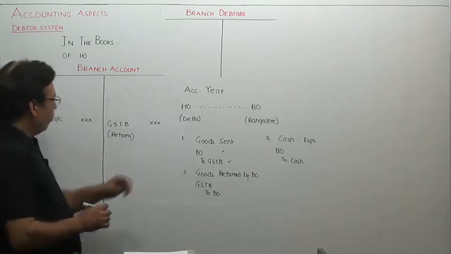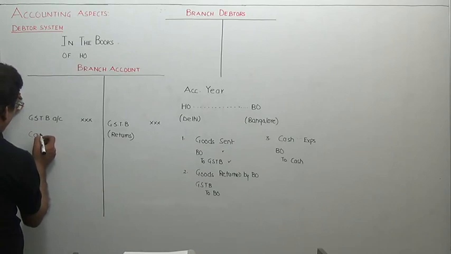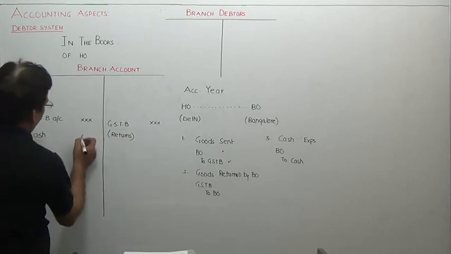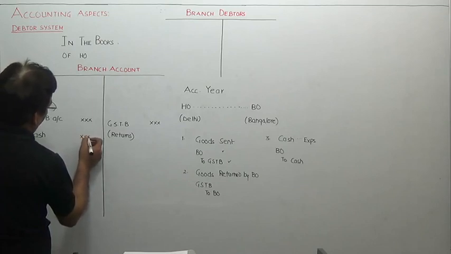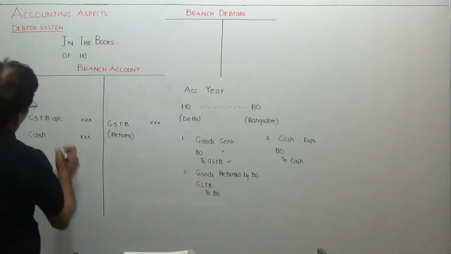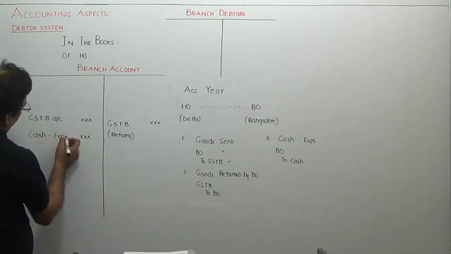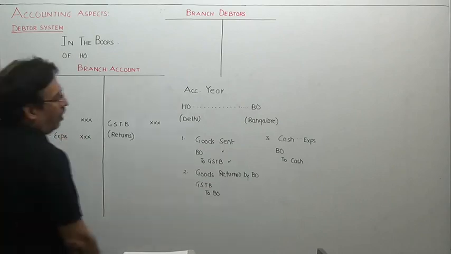Correct? So, if it is given to us in the question that head office has sent some cash to branch to meet various expenses of the branch such as advertising, insurance, wages, salaries, etc., then cash will be written on the debit side of branch account. Why? It should become clear to you.